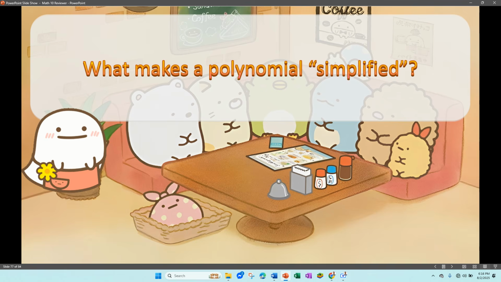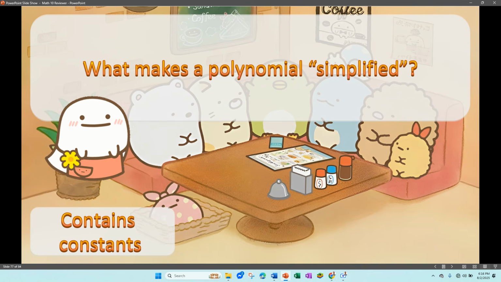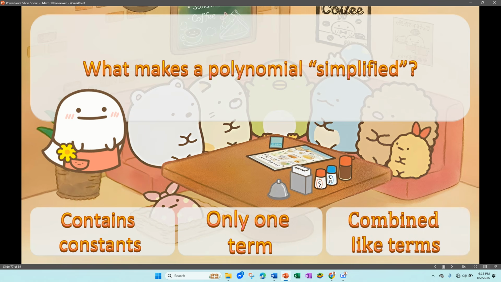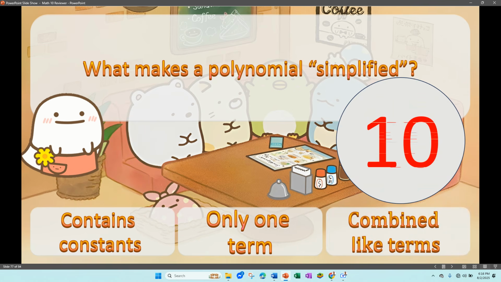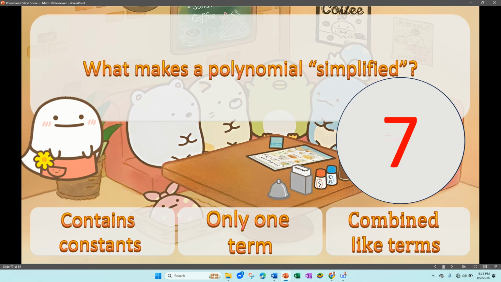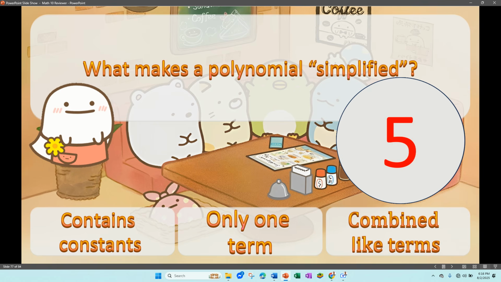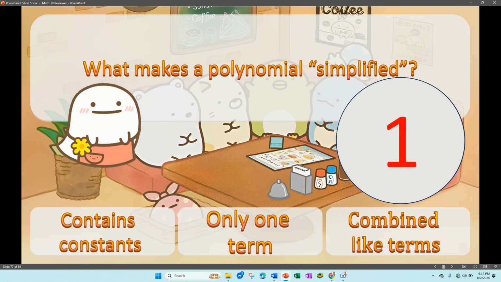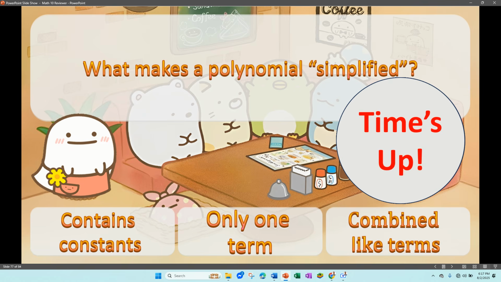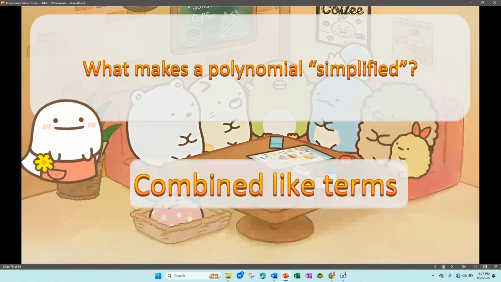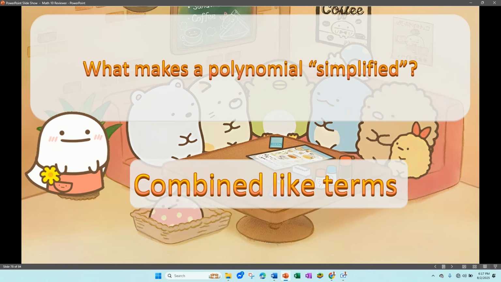What makes a polynomial simplified? Contains constants, only one term, combined like terms. 10 seconds, go. Time is up. So the correct answer is para makombine po yung like terms. Combined like terms.